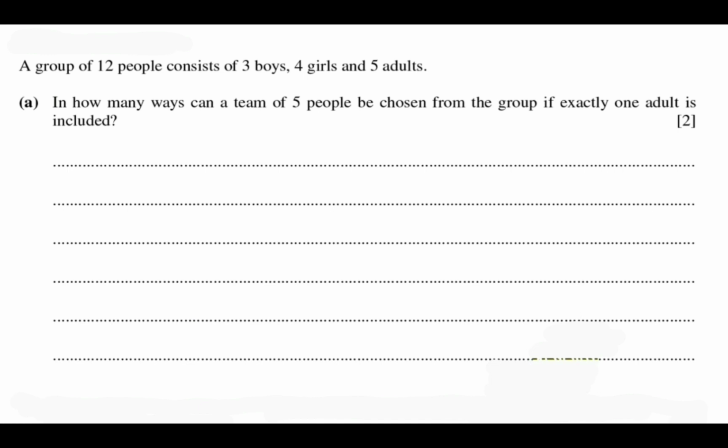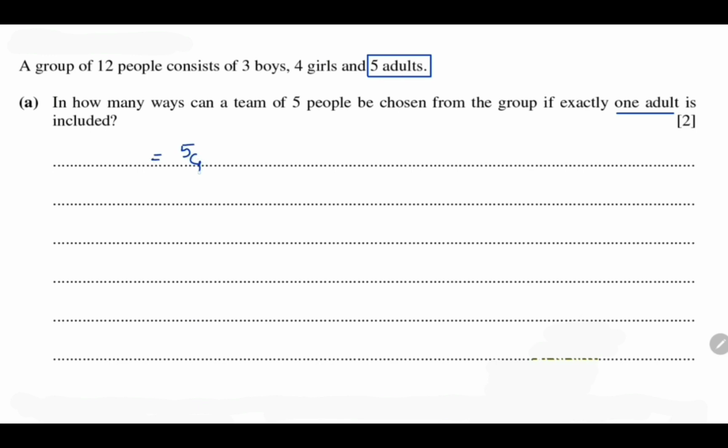Have a look at this. A group of 12 people consists of 3 boys, 4 girls, and 5 adults. In how many ways can a team of 5 people be chosen from the group if exactly one adult is included? It is given that exactly one adult is included. How many adults do we have? We have a total of 5 adults. So one adult from 5 adults can be chosen in how many ways?